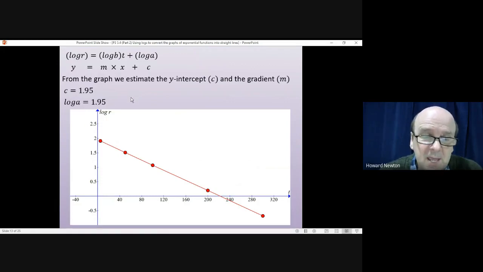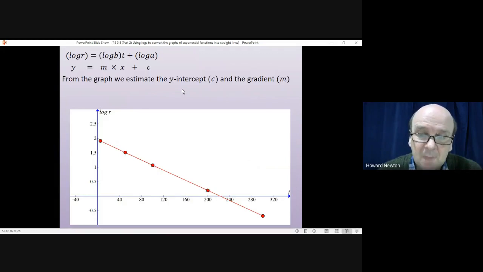Now c is log a, so that means log a is 1.95. We need to find a. The way we do that, this is log to base 10, so we'll do 10 to the power of that, and 10 to the power of 1.95. 10 to the power of log a, the 10 to the power of and the log cancel each other out, and that just gives us a equals 10 to the power of 1.95, which is about 89.